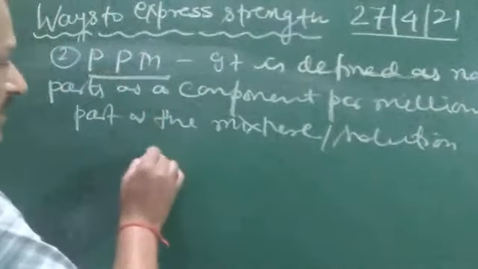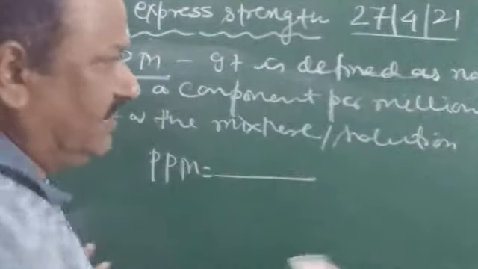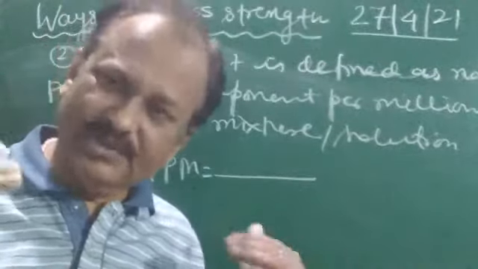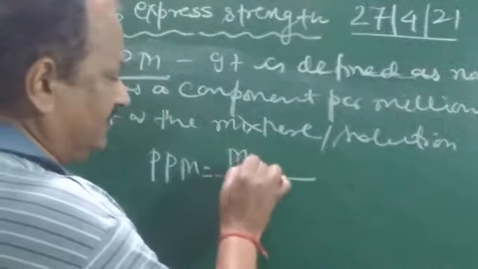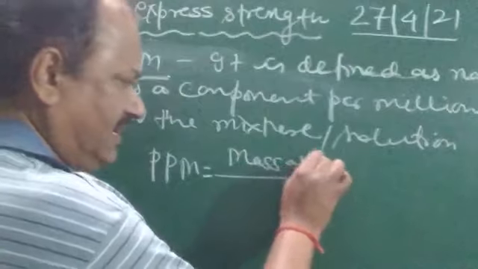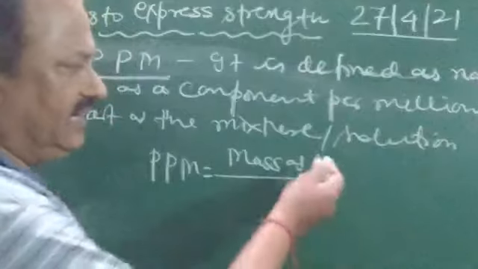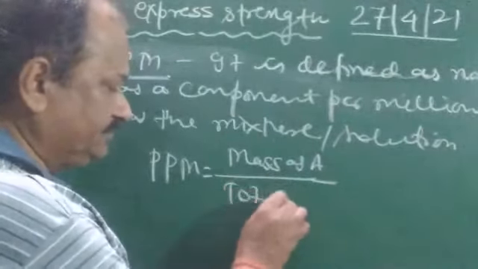So ppm can be written in simple words as the mass of A, the mass of the component, just A or B, it is our own interpretation. So here mass of A or B, we can have the mass percentage of A or B both. Here I have taken A, it can be B also. So here the total mass into 10 raised to power 6. So this is the ppm, parts per million.